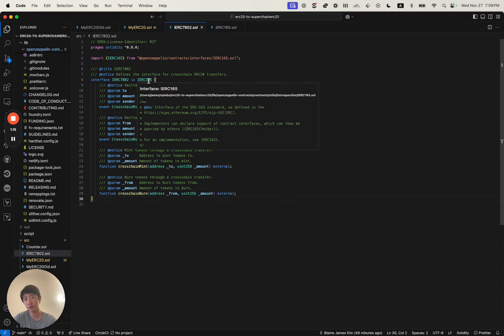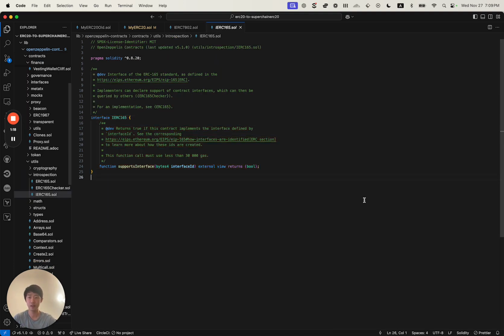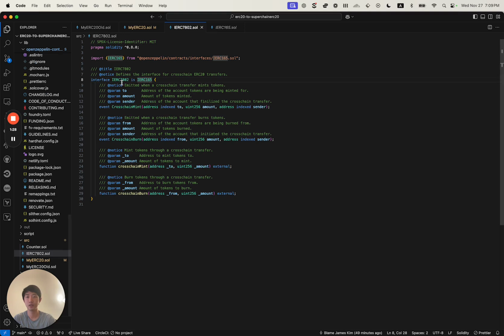But first of all, to look at ERC165, just to recap, it's just a way for a contract to be able to declare that, hey, my contract has support for these following interfaces. So ERC7802 also expects all token contracts to be ERC165 compatible. But now into the meat of it. If you take a look at these functions, I want to go through at a high level what's really going on when you're bridging from one chain to another.